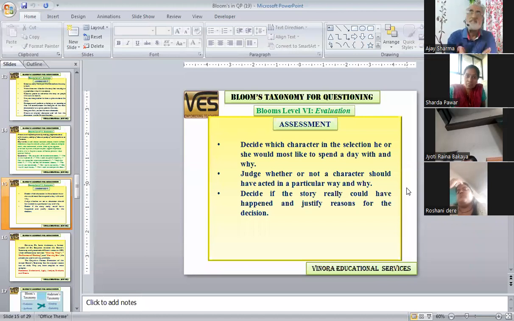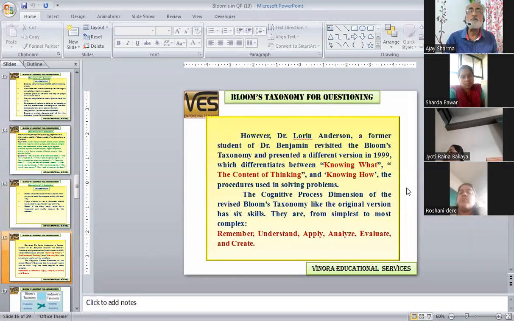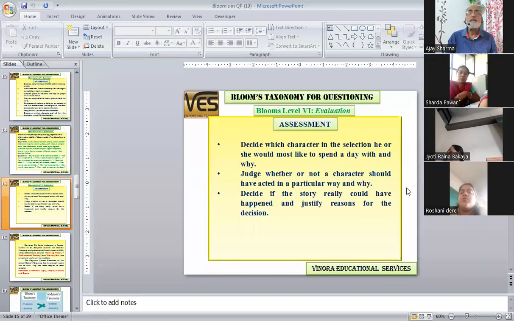HOTS क्वेश्चंस आते हैं आपके इंग्लिश में भी, हिंदी में भी, लैंग्वेजेस, मैथ, साइंस, सोशल साइंस, सब में होते हैं HOTS के क्वेश्चंस. We will go with that. चिंता मत करिए, ब्लूप्रिंटिंग में हम जाएंगे. We will go for that also. नेक्स्ट वन इज, अभी देखिए जो ब्लूम्स की हमने टैक्सोनॉमी पढ़ी है, इसमें लास्ट वन था, decide which character in the selection he and she would most like to spend a day with and why.